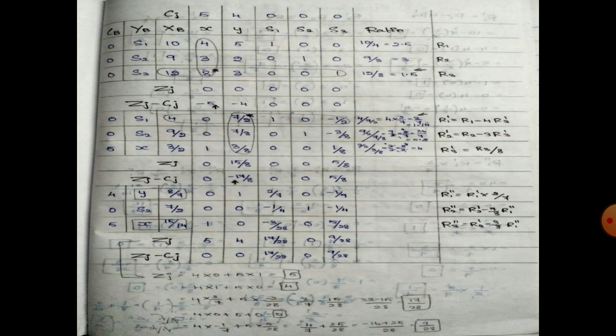Now you have to come with ZJ value. ZJ value will be calculated by CB into that column. So the first one is 0 into 0 plus 0 into 0 plus 5 into 1. So we have 5. So here you have to change that ZJ value. The first column is not 0, that is 5. So kindly make the correction. 0 into 0 plus 0 into 0 plus 5 into 1. So first ZJ value will be 5.